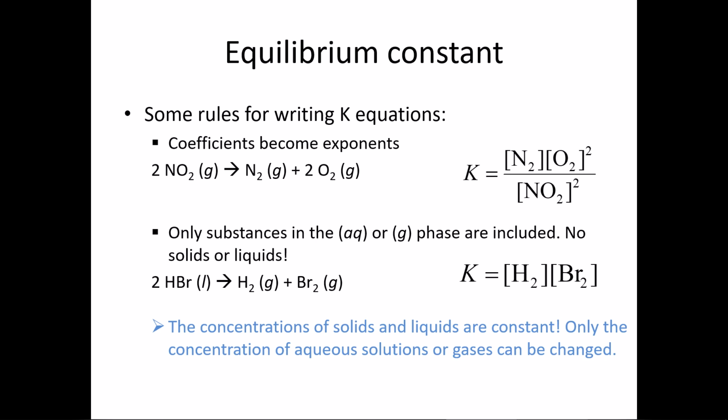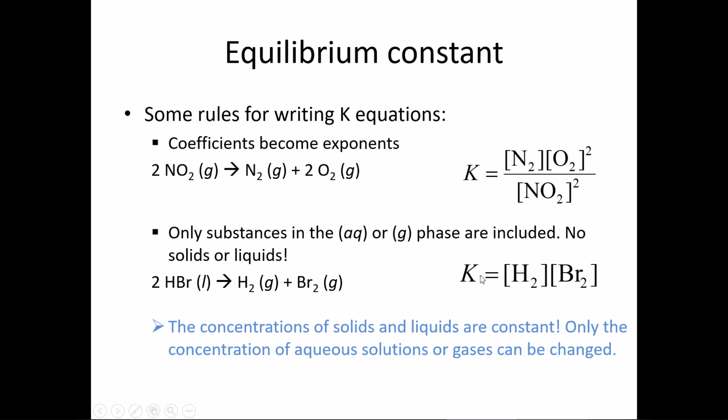When we're writing our ratios, we have a couple of rules that we follow. The first one is that we want to put products over reactants, and the coefficients from the balanced equation become the exponents. So N2 times O2 squared, because we have a coefficient of 2, divided by NO2 squared, which also has the coefficient of 2.